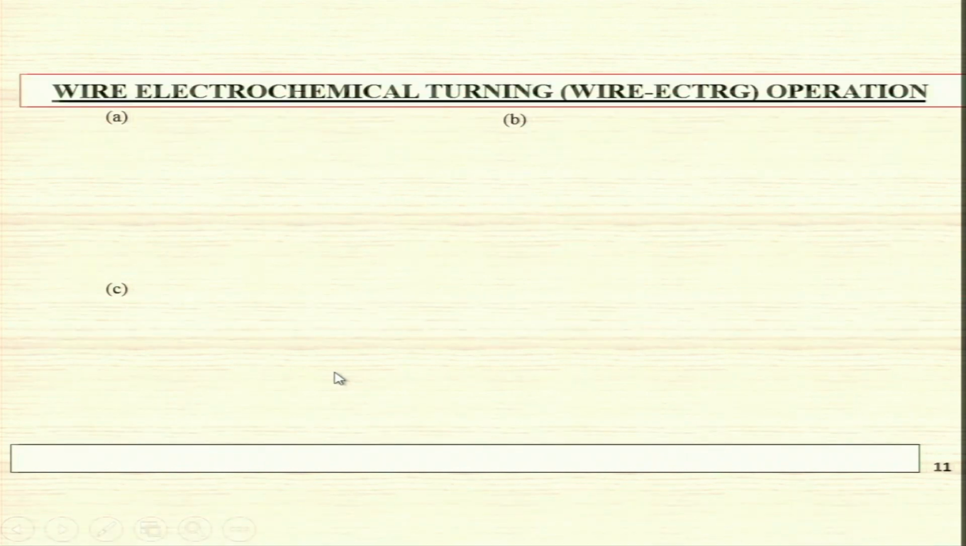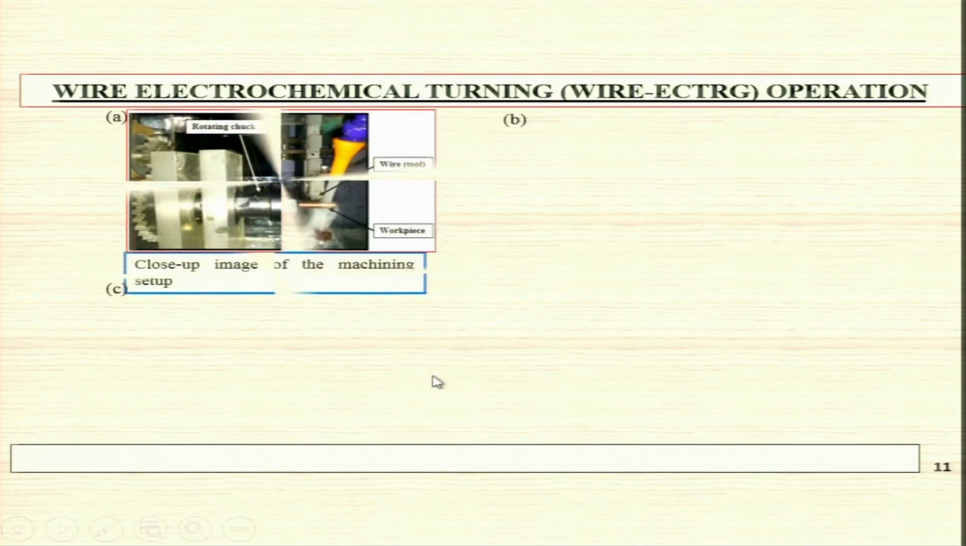Wire electrochemical turning. Now this particular process can be used for different kinds of operations. You can perform wire electrochemical cutting, wire electrochemical turning, even wire electrochemical drilling, depending upon how you have designed and fabricated the setup. So here you can see this process being used for a turning operation.